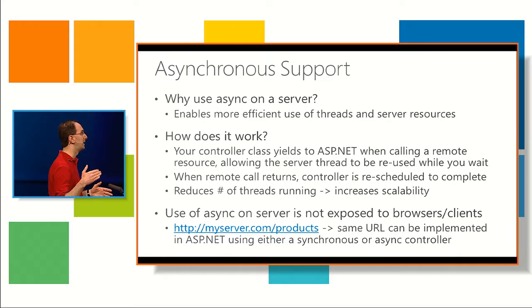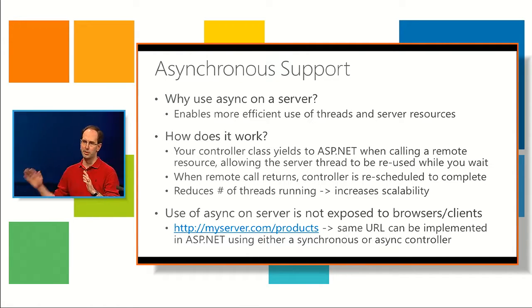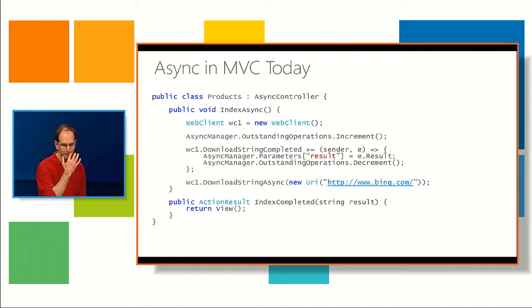Basically the way it works is whenever you're going to call a long-range remote resource or a long-range operation, you can basically indicate, hey, ASP.NET, reuse this thread for another job, and then when my data comes back, reschedule me and let me complete. It's not exposed to the browsers or clients, so you just still have standard URLs for your controllers or web forms. So the users don't know it's async. It's basically just internally implemented within your code. The benefit is it reduces the number of threads running, increases scalability and performance.